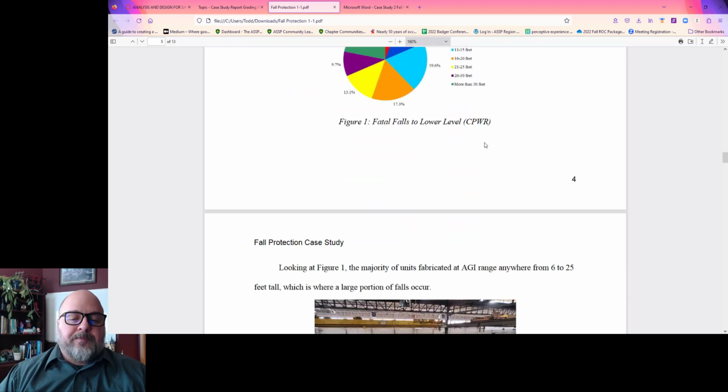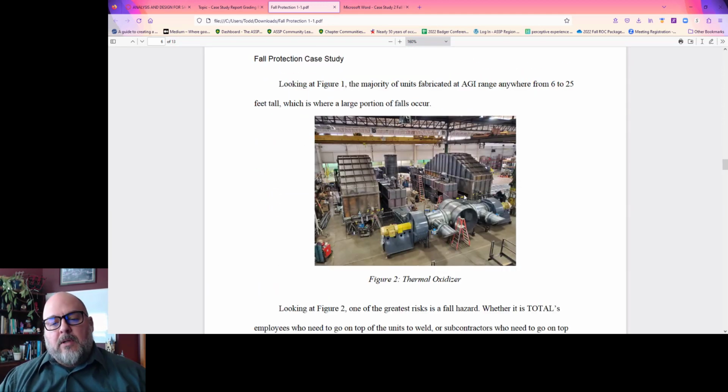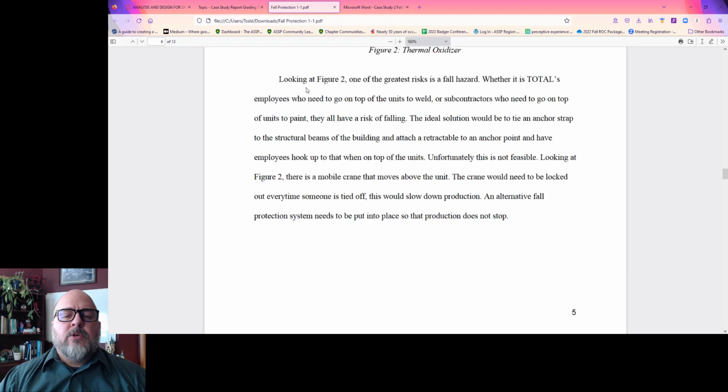Justification is pretty good. Oh, and there's a picture. It'd be nice, though, if he was to provide multiple angles and give us some drawn in things so we can kind of tell what it is. Are they using this ladder to get on top of here? If they are, that's illegal. Can't do that. Remember, it has to extend 36 inches beyond the surface you're climbing to. Looking at figure 2, one of the greatest risks is fall, but we can't really see that, though I understand.